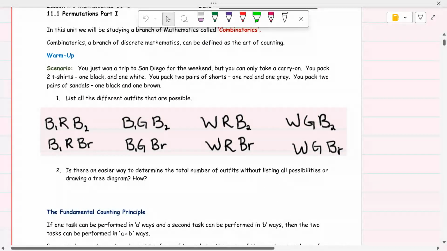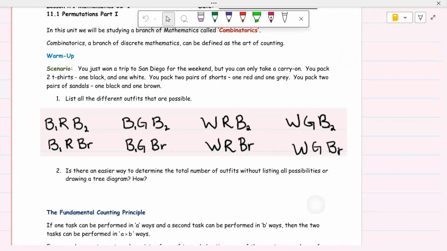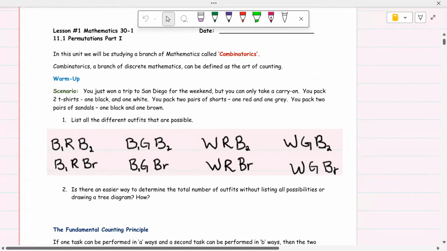If I add another pair of shorts and another pair of sandals and another shirt, is this going to be nasty to just draw all the samples out? Yes. Okay, it would be horrible. That is not the point of chapter 11. Chapter 11 is about figuring out how many different arrangements we can make, whether it be with clothing, lining up people at the fountain, moving letters around, okay?